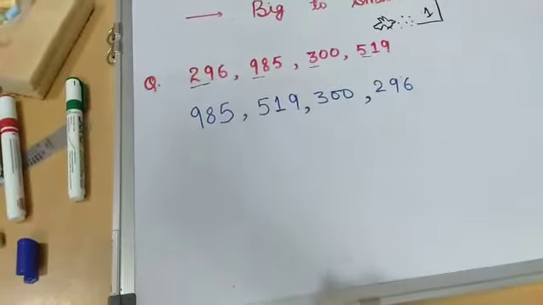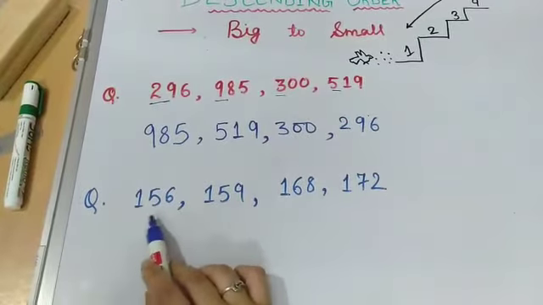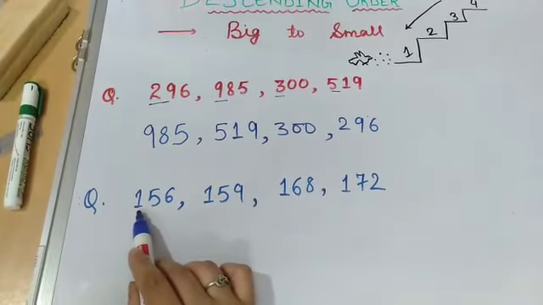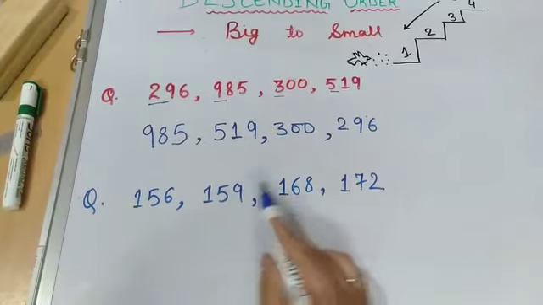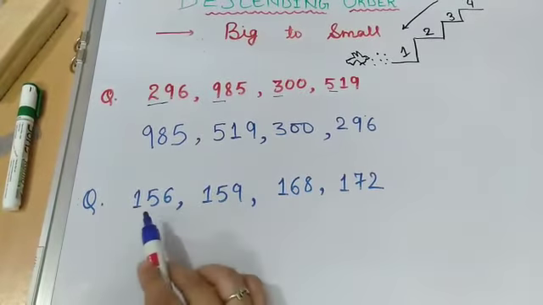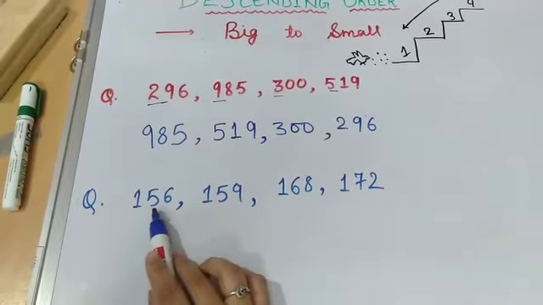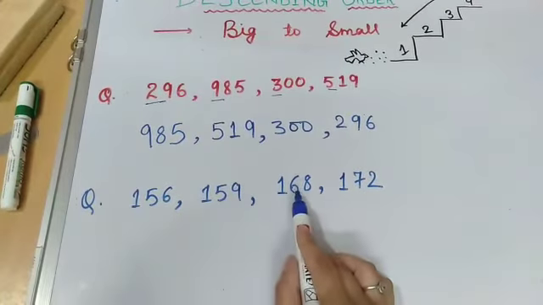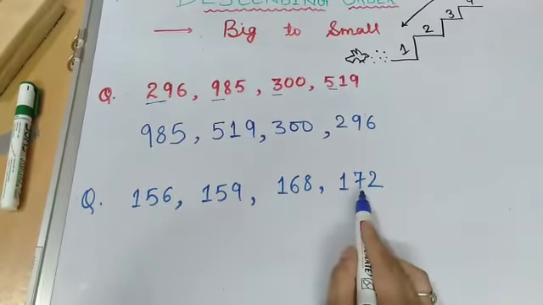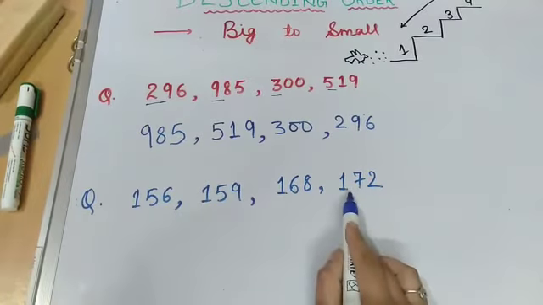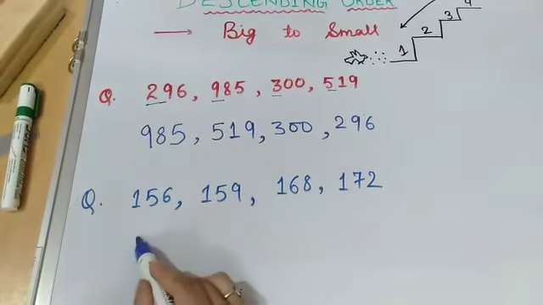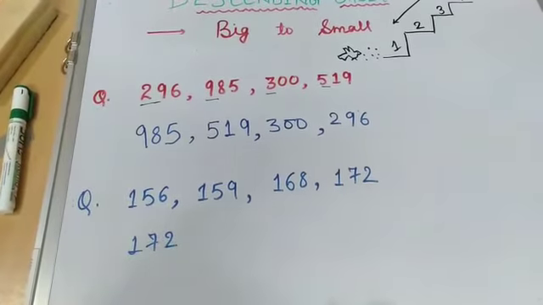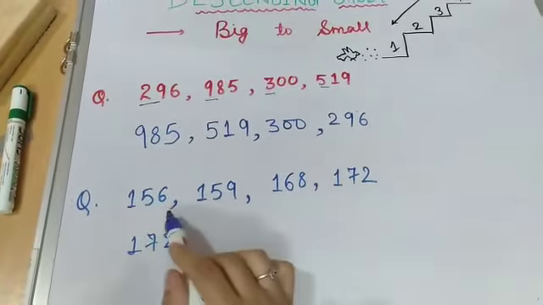Now let us see the next question. Here it is the next question. See what we will do. We will see the first digit. Here also 1, here also it is 1, 1, 1. So we will move towards next digit. Here it is 5. Here also 5. Okay, but here it is 6 and it is 7. So which number will be greater? 172. We will write 172 over here क्योंकि 7 इन सब में सबसे बड़ी डिजिट है.